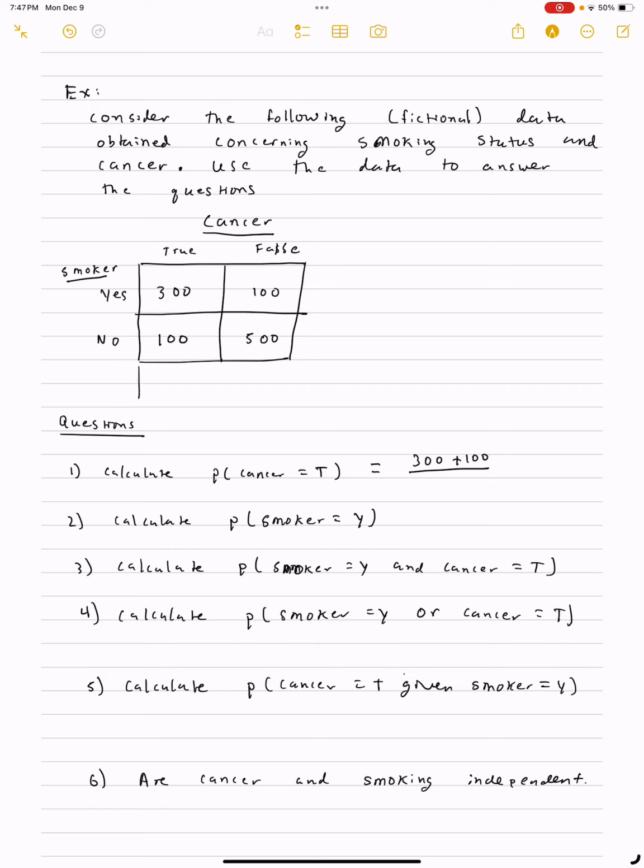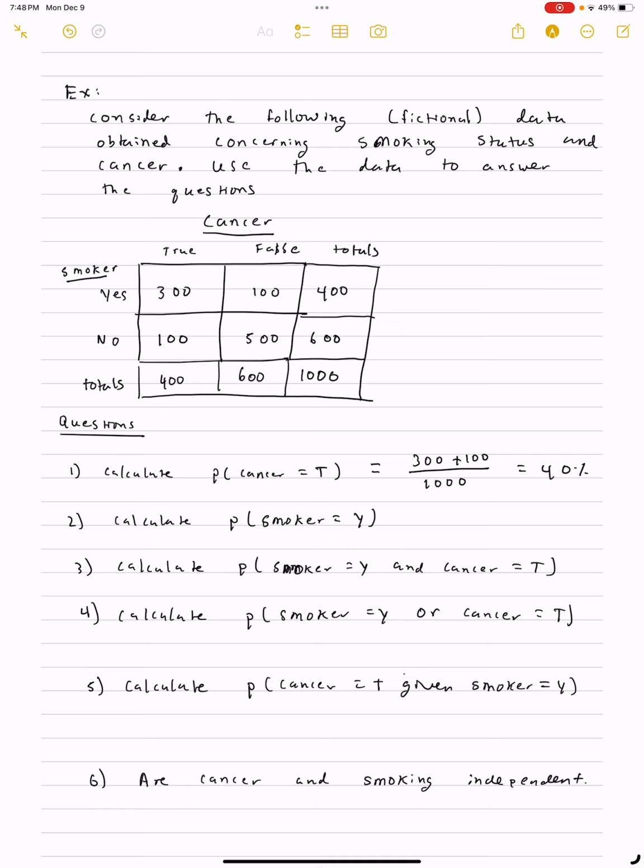And if we were to calculate totals for the rows and the columns, we get something that looks like this. So I'll call this totals, and this will also be totals. So there will be 400 here, there will be 600 here, 600 here, 400 here, and a grand total of 1,000 for the interior. That represents how many participants there are. So there are 400 individuals with cancer out of 1,000, so that's 40%.